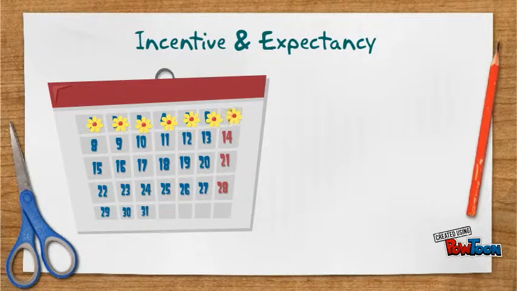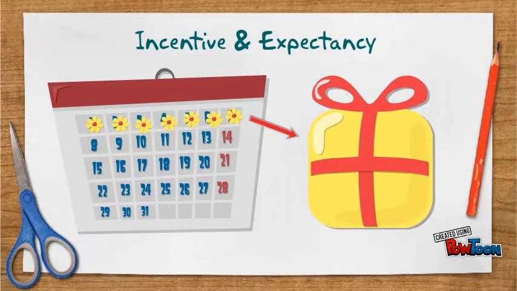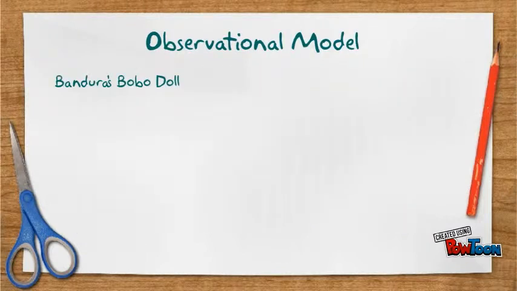Incentive and expectancy. Expectancy is the evaluation of whether a certain behavior will lead to the desired outcome. The incentive is the value of this desired outcome or goal. For example, if a child gets a sticker every day for good behavior or helping with chores, they will get a prize or reward at the end of the week.